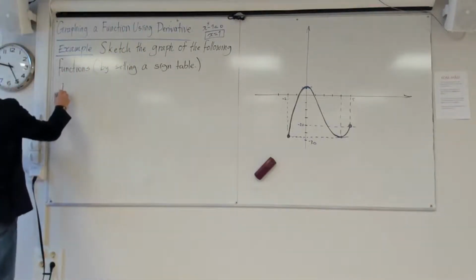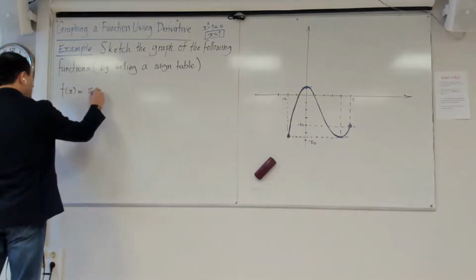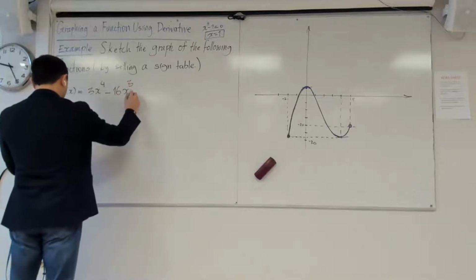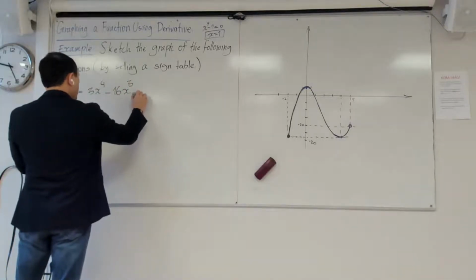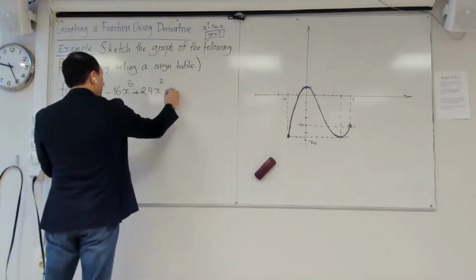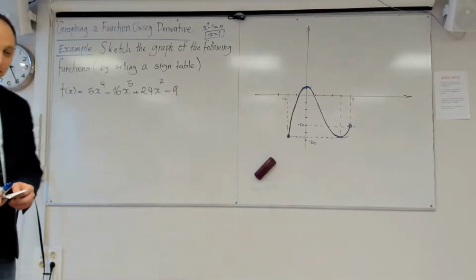f of x equals 3x to the 4 minus 16x to the 3 plus 24. I don't know why I designed it with those numbers. Let us see how it will go.